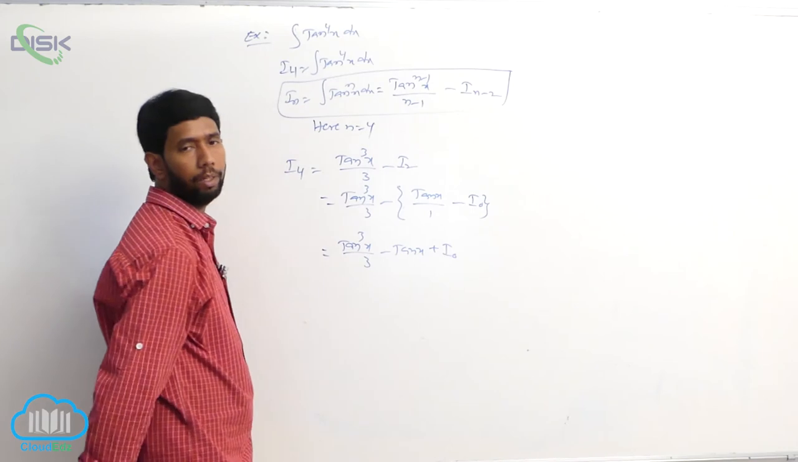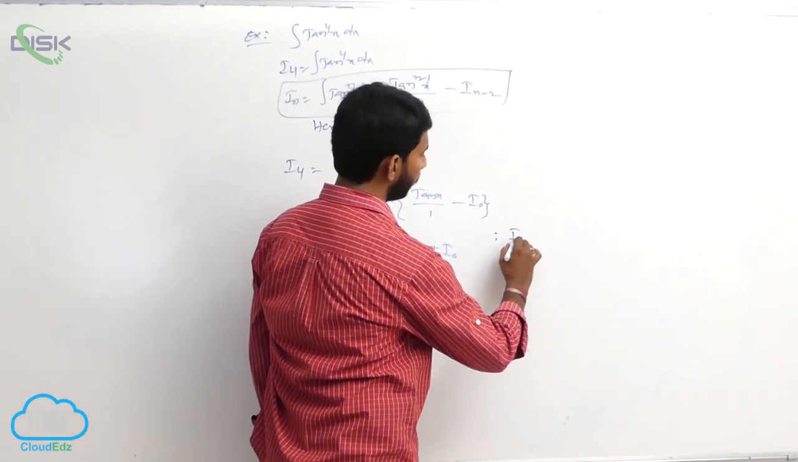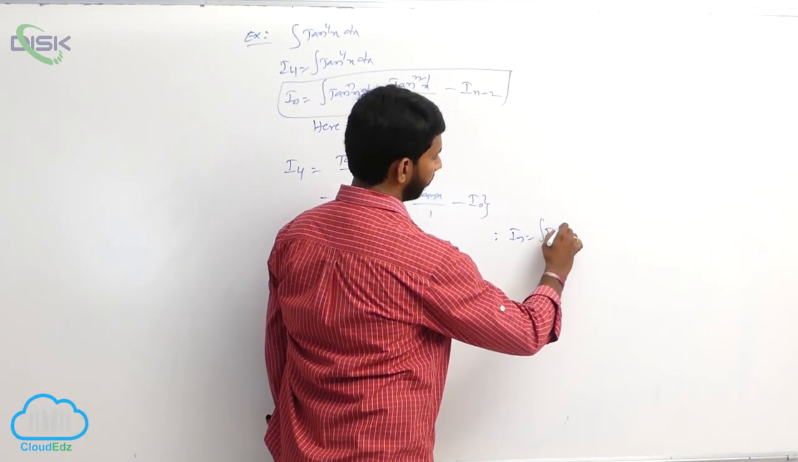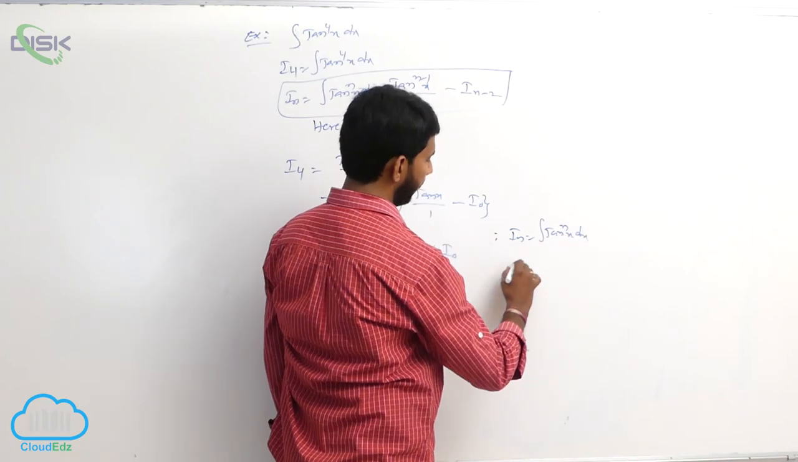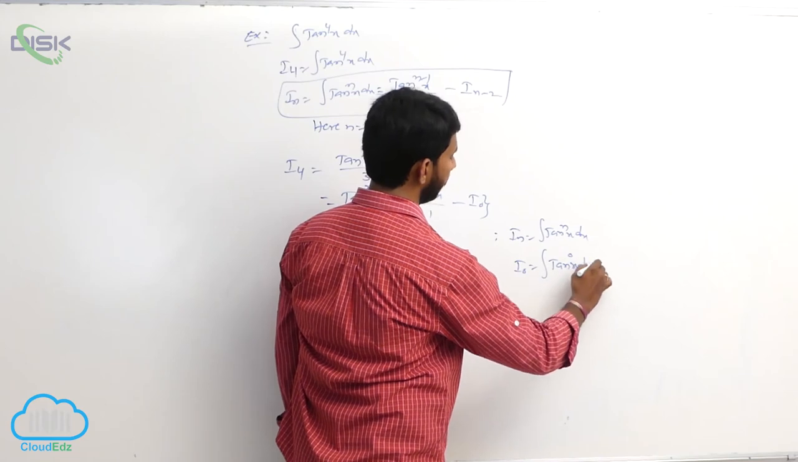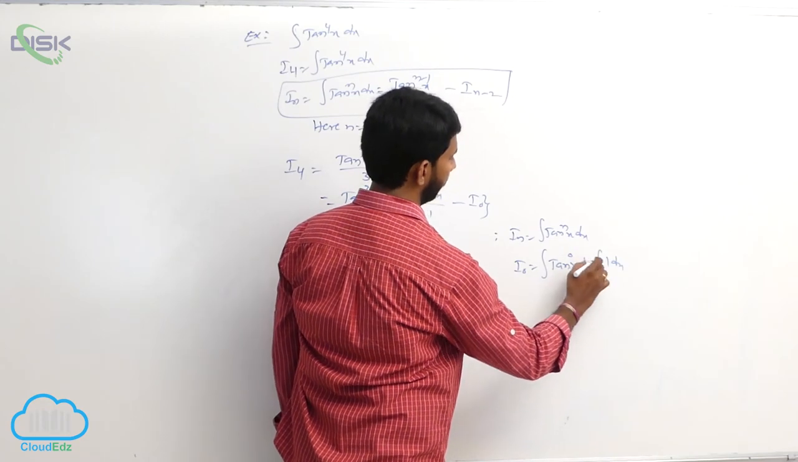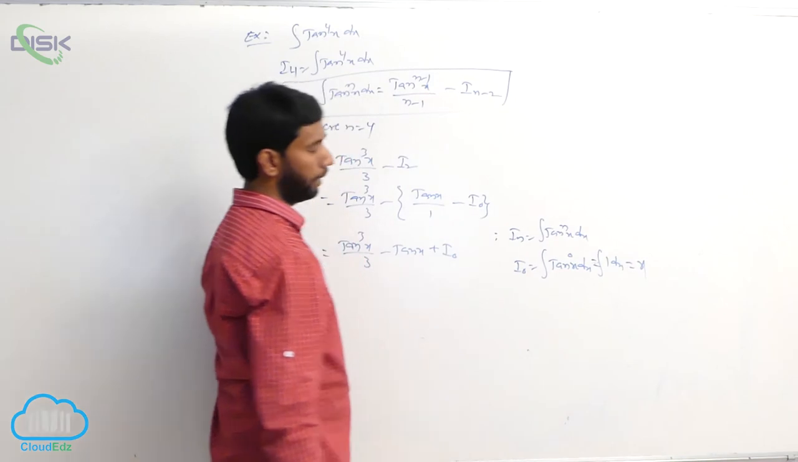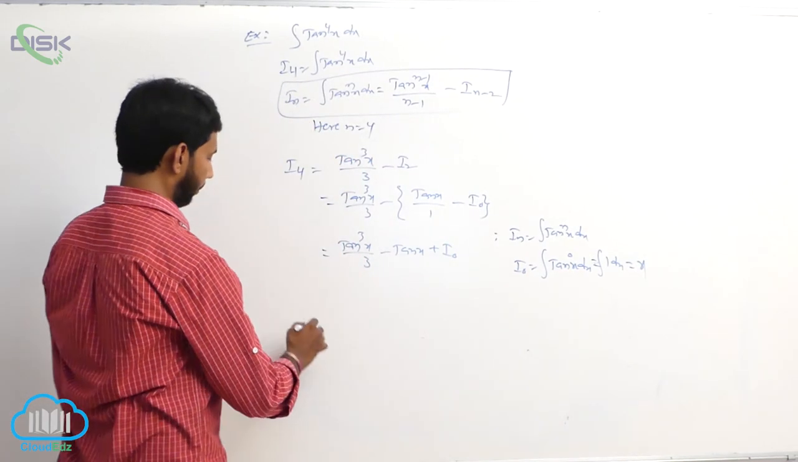Here I n is equal to integral of tan power n x dx. I naught is equal to integral of tan power 0 x dx, that is integral of 1 dx. Integral of 1 dx, the value is x. So I naught value is x.